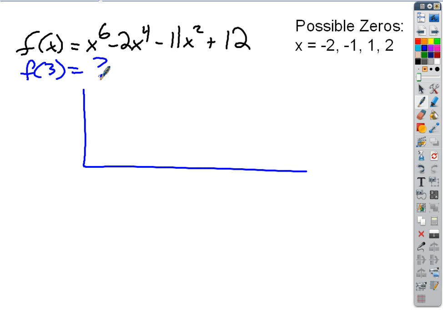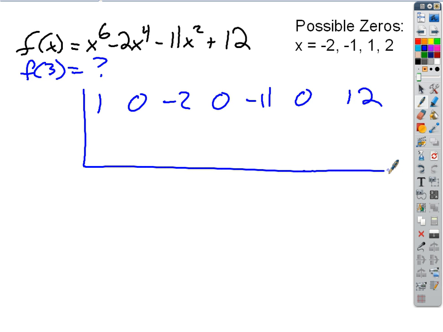So what are they? 1, 0, 0, -2, 0, -11, 0, because we're missing the x to the 5th and the x cubed and the x to the 1, right? So we got to put zeros in there. We got to have a column for every power of x, just like with long division. Okay. And so if we put the 3 down here, we can just go through.